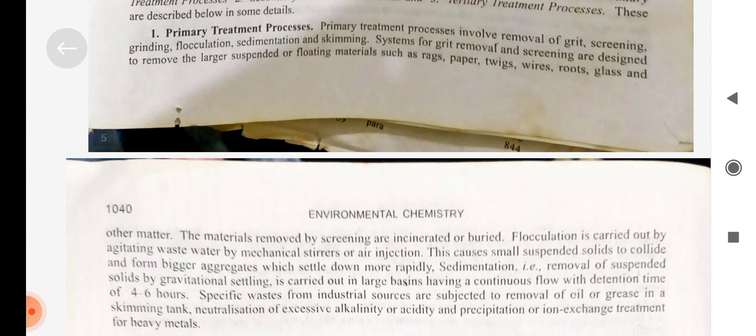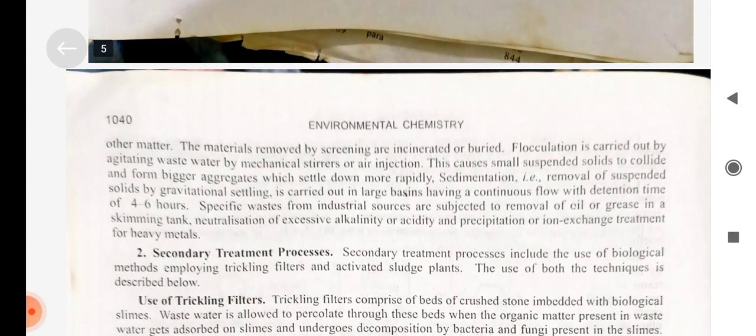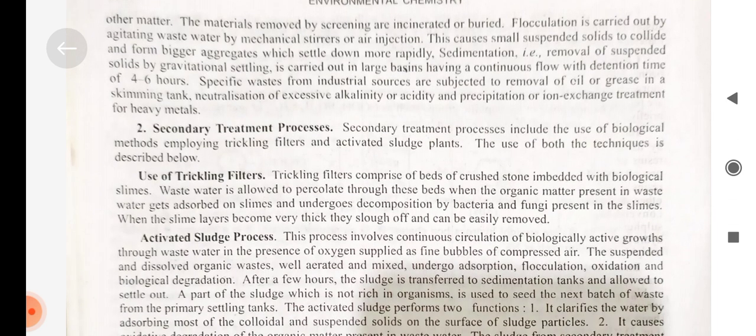First, the primary treatment process involves grit removal, screening, grinding, flocculation, sedimentation, and skimming. Systems of grit removal and screening are designed to remove large suspended or floating materials such as rags, paper, twigs, wires, roots, glass, and other metals. The materials removed by screening are incinerated or buried.